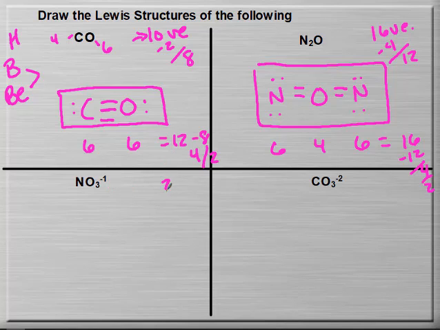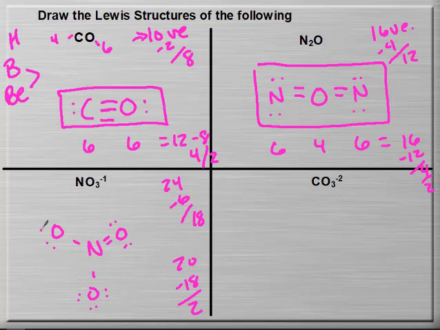NO3 -1 has 24 valence electrons. We needed 18 plus another 2 for nitrogen, so we need 20, but we have 18, so we're 2 short. 2 divided by 2, we need 1 more line. We can add that to any of these.